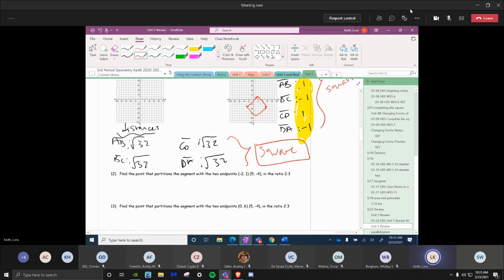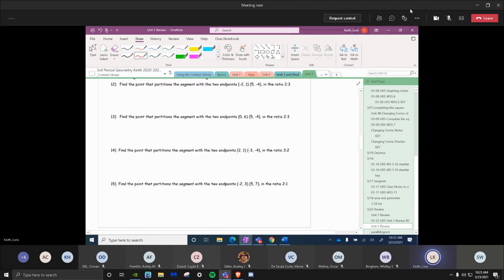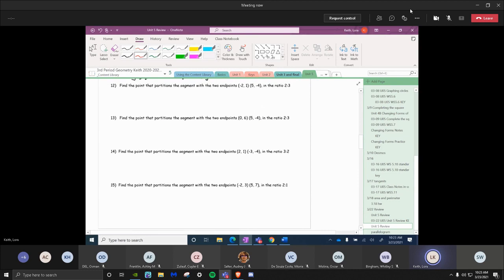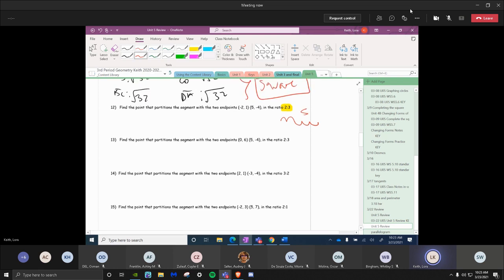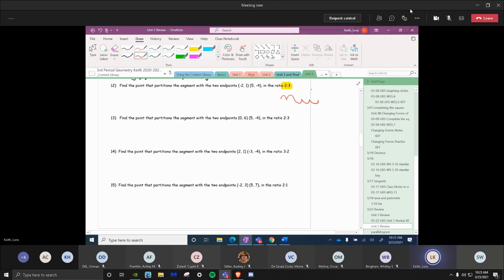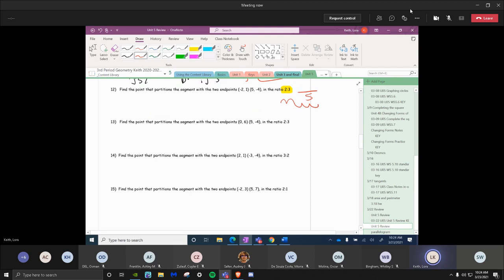Okay, let's see what else. So we're going to do number 12. So we're going to partition this line segment. So remember, partition just means cut it. So we're cutting it at a ratio of 2 to 3. So what that means is that we're over 2 and we're away 3. So how many total parts do we have? If I'm 2 away and then 3 away. 5. Yeah, so we have a total distance of 5 parts. So that's going to be my denominator. My numerator is going to be the first number in our ratio, so it's going to be 2.